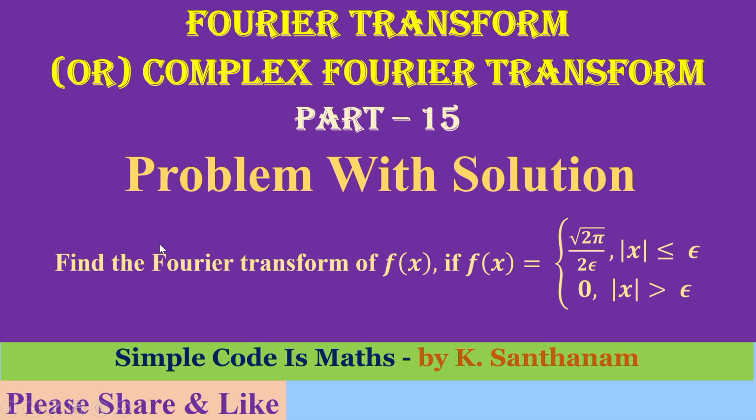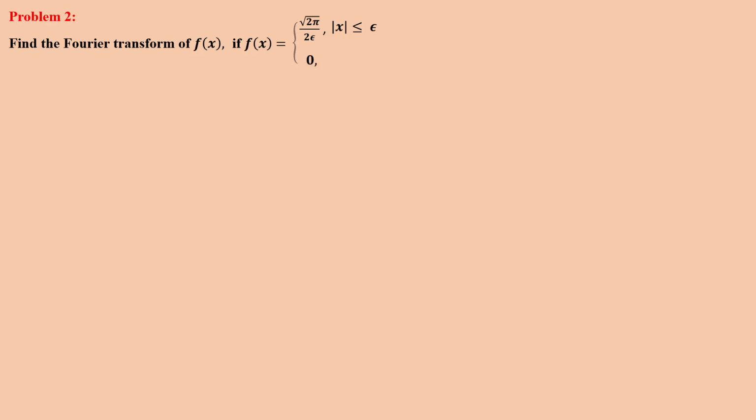Next problem. Find the Fourier transform of f of x, if f of x is equal to root 2 pi by 2 epsilon for mod x less than or equal to epsilon, and 0 for mod x greater than epsilon.